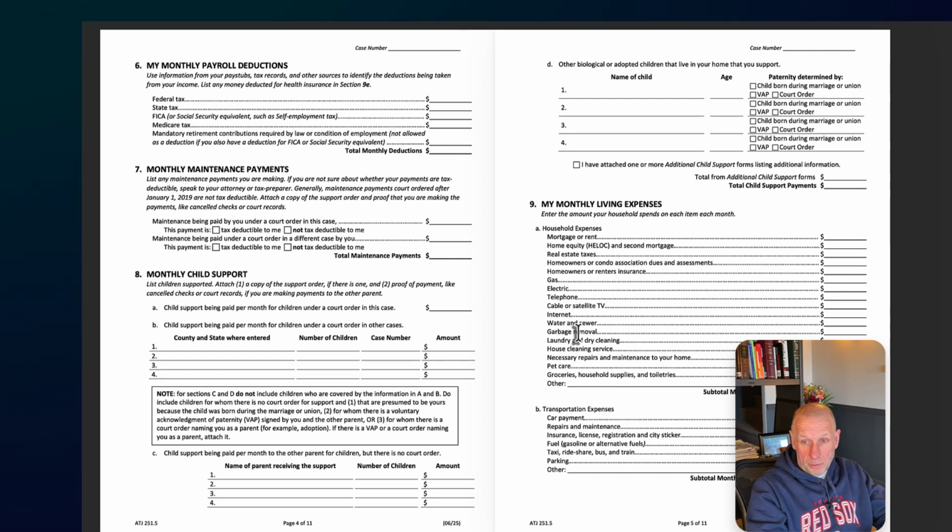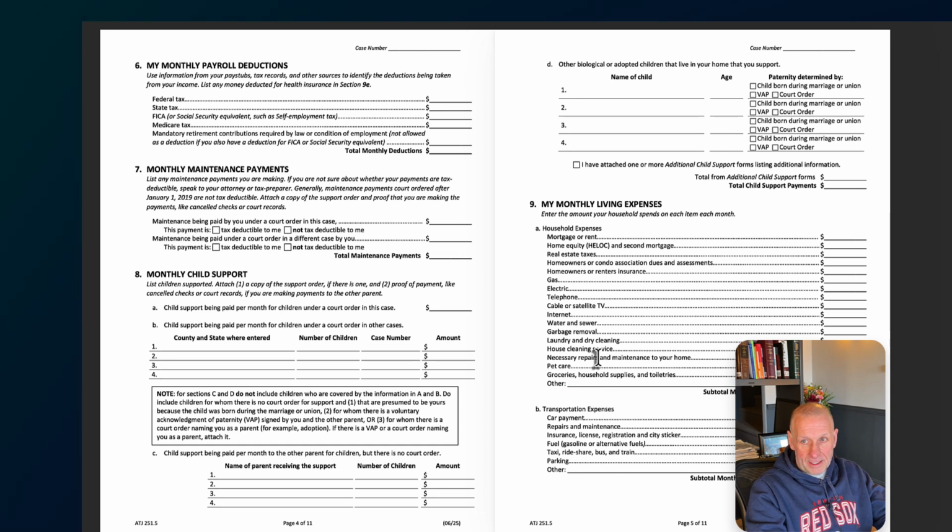And understand you will have, say, for instance, laundry and dry cleaning. If you dry clean even once or twice a year, put something in there, even if it's just a small amount. If you have grocery and household supplies and toiletries, a trip to Walmart is always more expensive than people think.